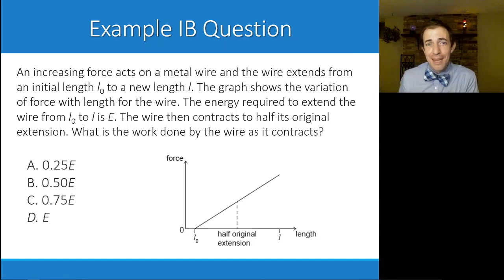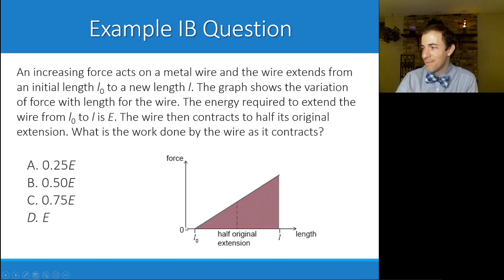So one more example here. Let's look at increasing the force on a metal wire, and the wire extends from an initial length L naught to a new length L. The graph shows the variation in force with the length of this wire. The energy required to extend the wire from L naught to L is E. So this energy here would be E.